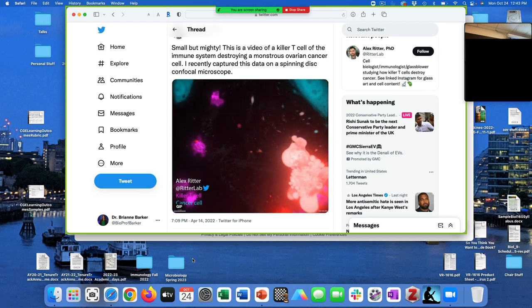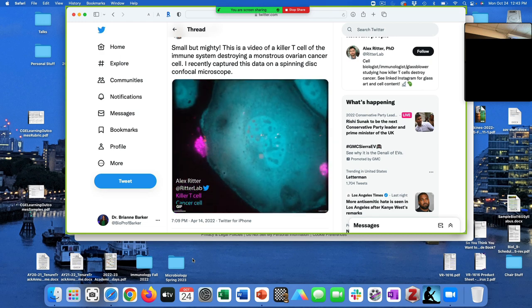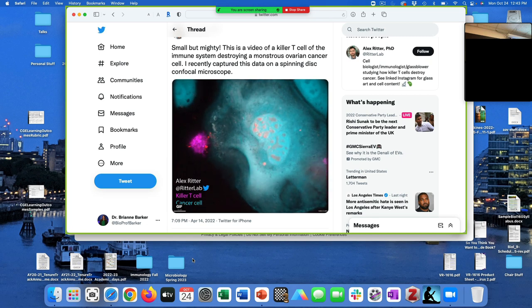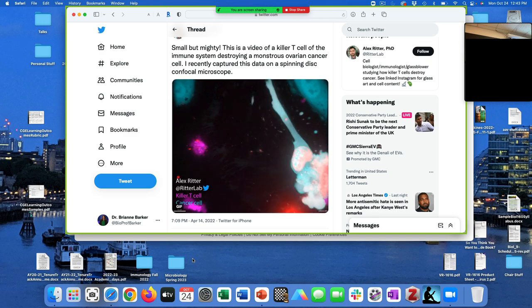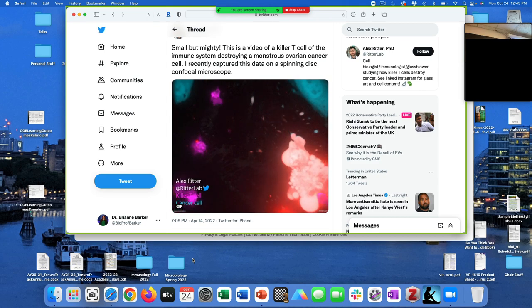And so this is really what it looks like. You can see that this cell is fine. It can kill another cell or the same cell over and over in a video, but if it wasn't just this video, it could now go somewhere else and find another cell to kill. So that's what this actually looks like.